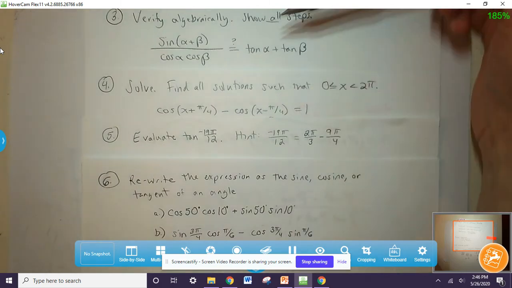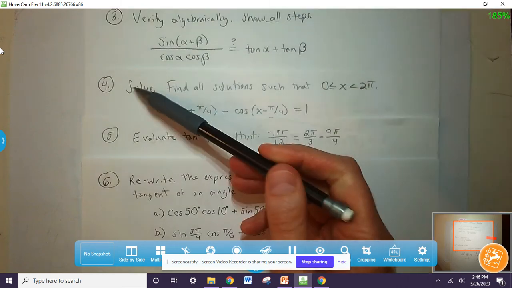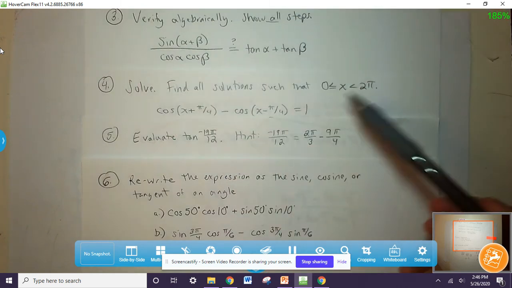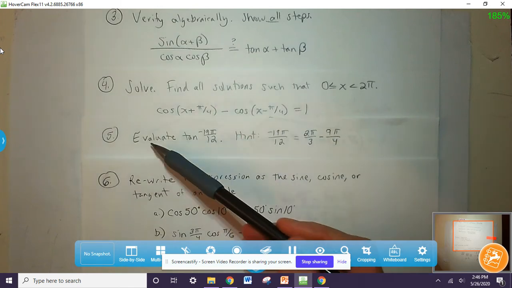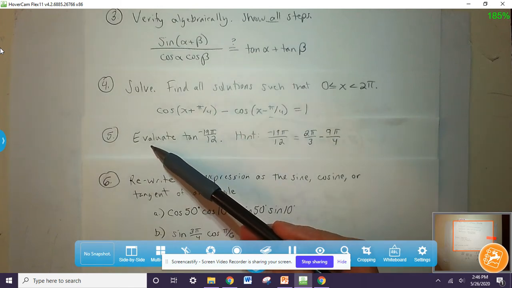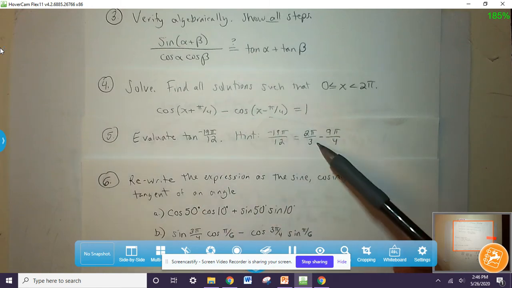And so you're going to verify algebraically, showing all your steps. You're going to solve and find your solutions between 0 and 2 pi for this one. There's a minus. I gave you an evaluate problem like you did in the previous lesson. But I gave you the breakdown. So when you go to do this, please use 2 pi over 3 minus 9 pi over 4.